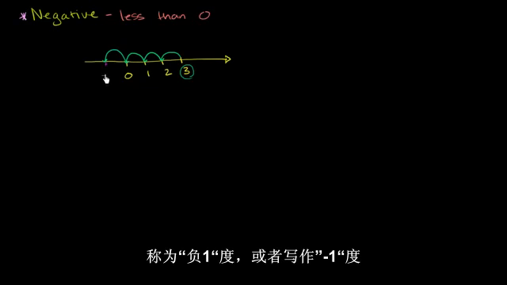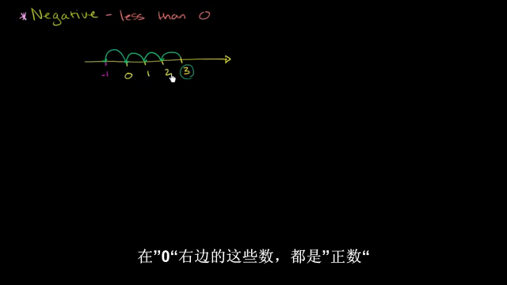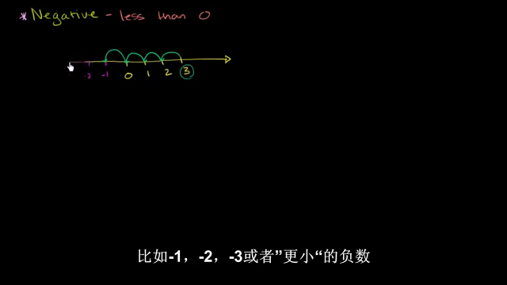So you can see that on the number line, as you go to the right of 0, it increases in positive values. As you go to the left, you're going to have -1, then -2, then -3, and depending on how you think about it, larger negative numbers.